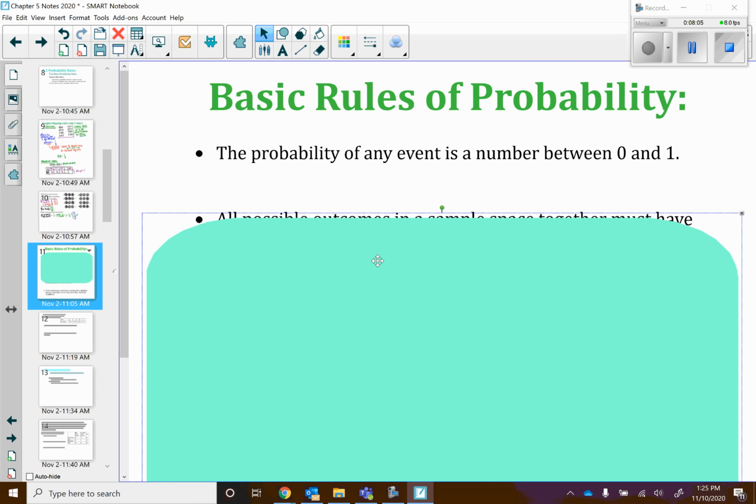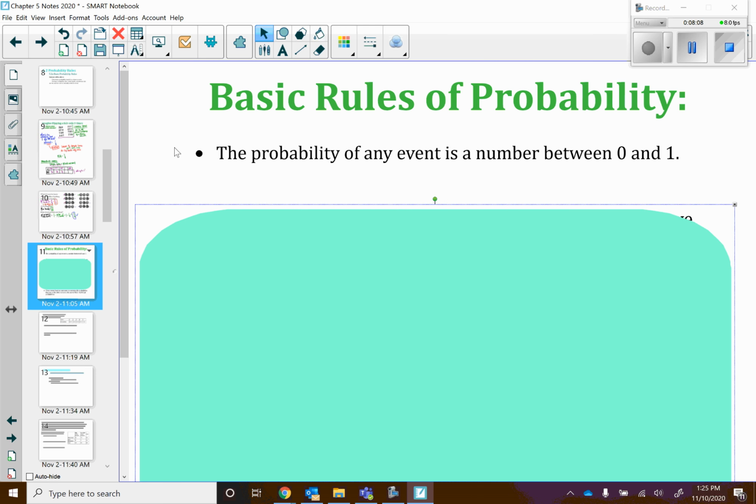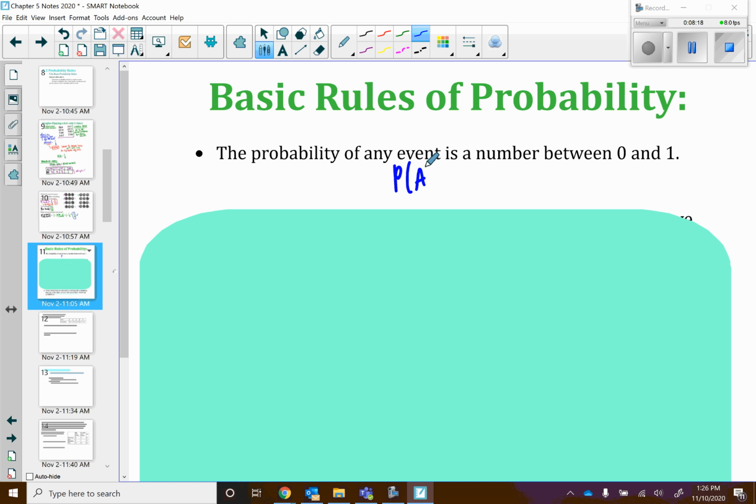The probability of any event is a number between 0 and 1. I can write that symbolically by saying the probability of any event A has to be between 0 and 1. This is not new.